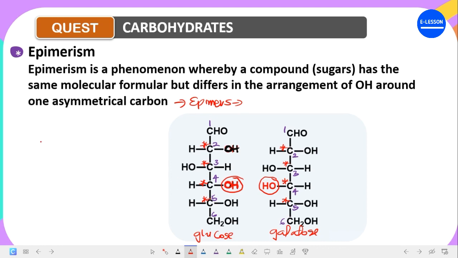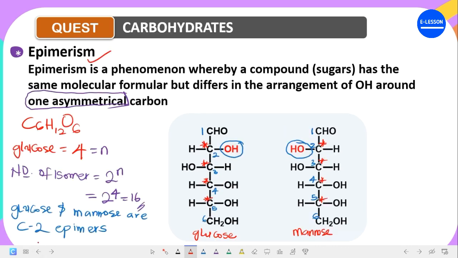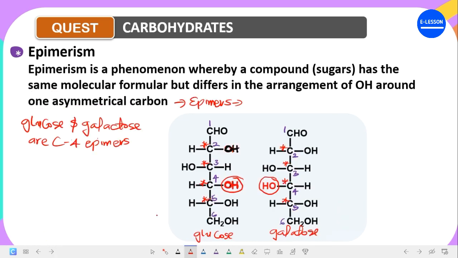So you can now say that glucose and galactose are C4 epimers. The first one is glucose and mannose are C2 epimers, while here, glucose and galactose are C4 epimers. Is that understood?